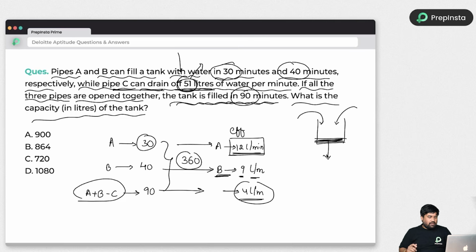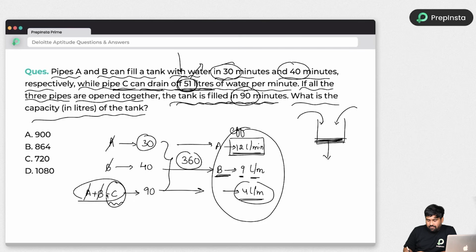Just look here. Here I am simply doing this. If you subtract A and B from here, you will get the C value, right? See, A plus B minus C. If you subtract A plus B, A and B get cancelled and you get the C efficiency. So let's do that. A is 12 liters per minute, B is 9 liters per minute. If you subtract 4, you will get the C efficiency.